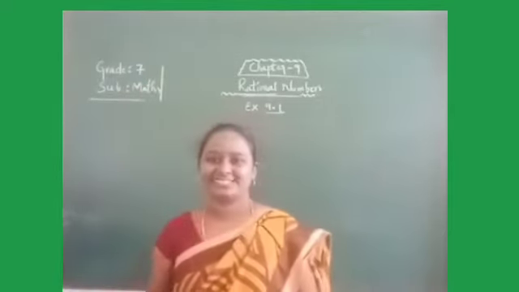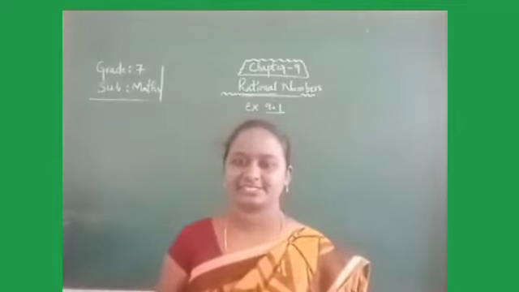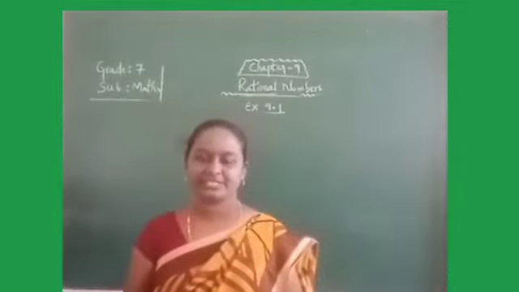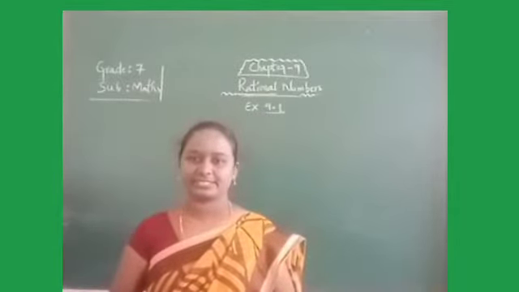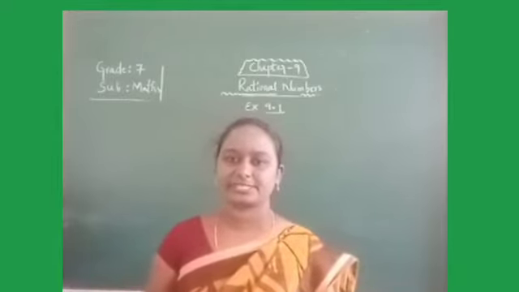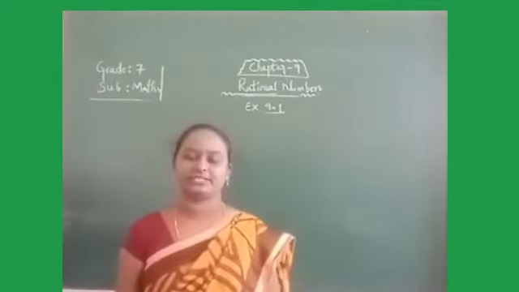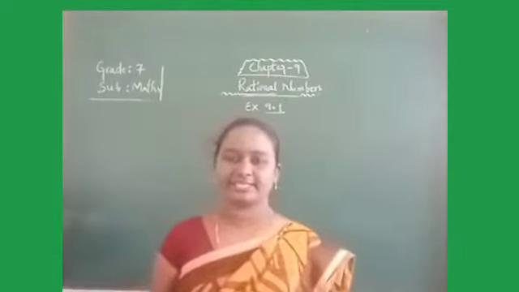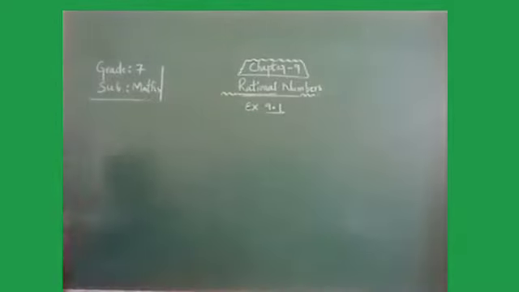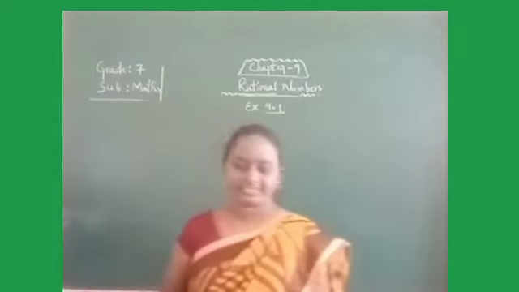Hi students. In the last class we learned how to solve the exercise problems. That means how to find rational numbers between two rational numbers, and not only that, we found how to find the simplest form of rational numbers. Today a few problems remain in exercise 9.1. We will finish them now. Take your textbooks and see page number 183.